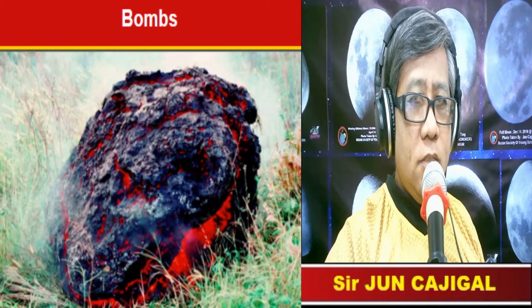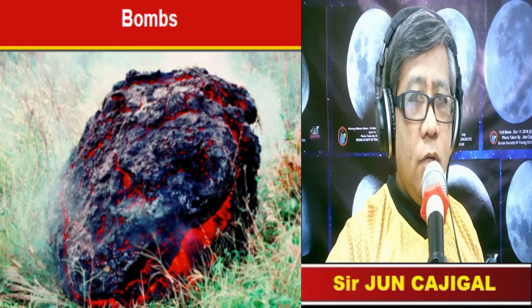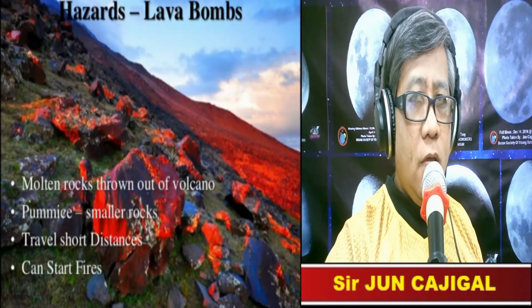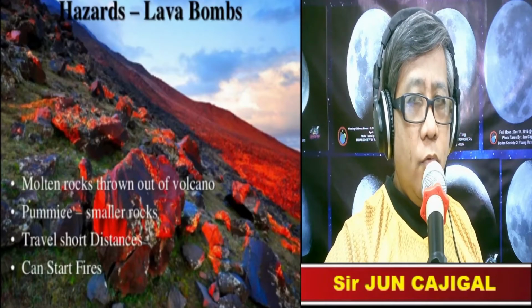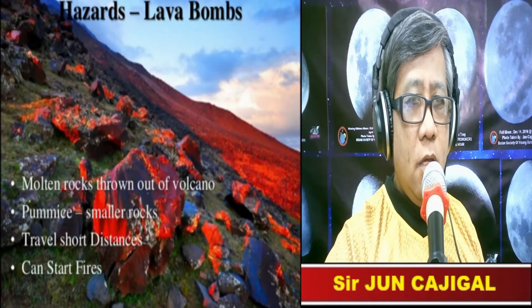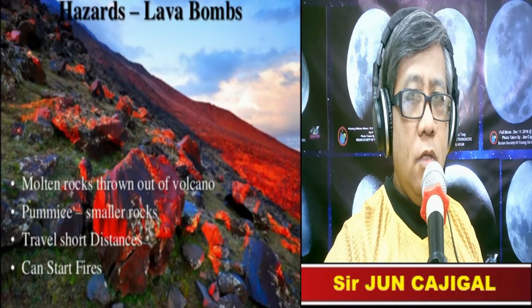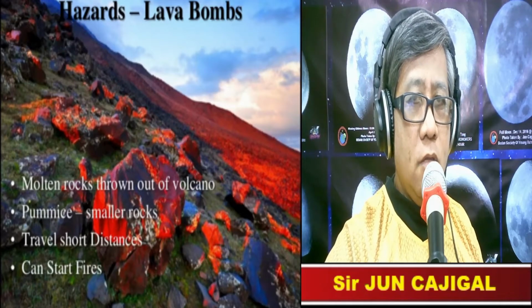Now, pyroclastic materials that are larger than the lapilli are the following. So first, we have what we call volcanic bombs. Volcanic bombs are molten rocks that are thrown out when a volcano erupts, and they travel only short distances. Because of that, they can start fires within the vicinity of the volcano.